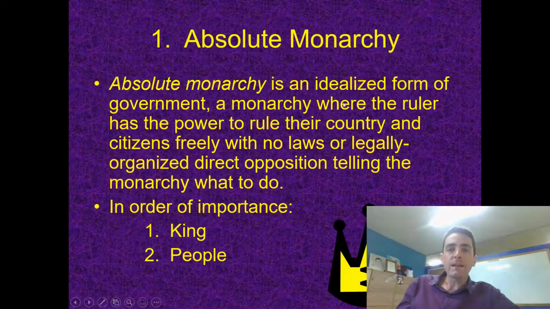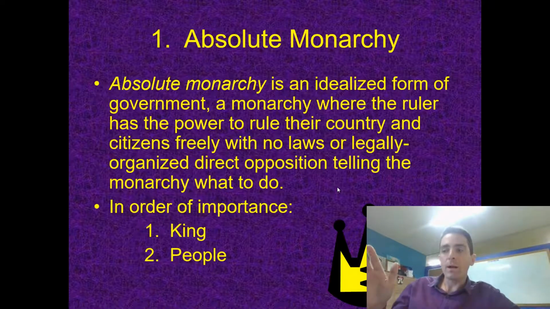Absolute monarchy is an idealized form of government, a monarchy where the ruler has power to rule their country and citizens freely, with no laws or legally organized direct opposition telling the monarch what to do. So in the country, the order of importance is the king, number 1, and then the people. Absolute monarchy is when the king holds absolute power, total power. There is no one who can challenge him. There are no parliaments, no watchdogs, no media, nothing that can challenge what he says. And what the king says is what happens.